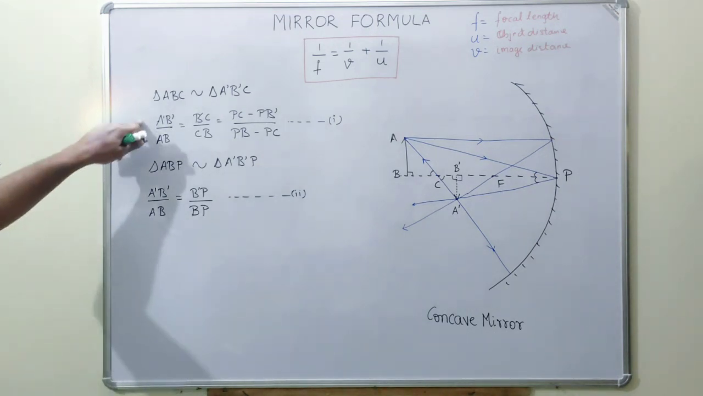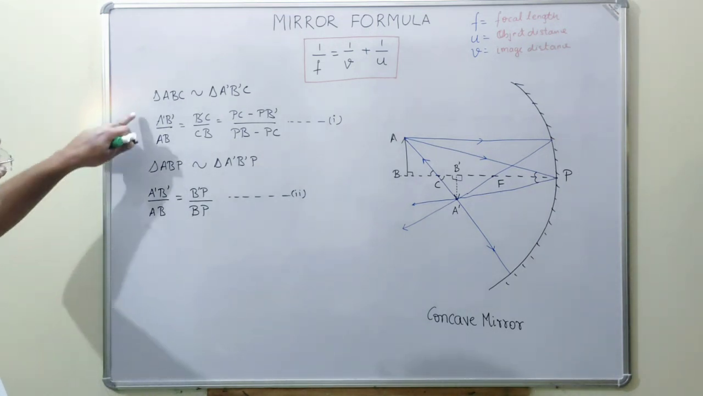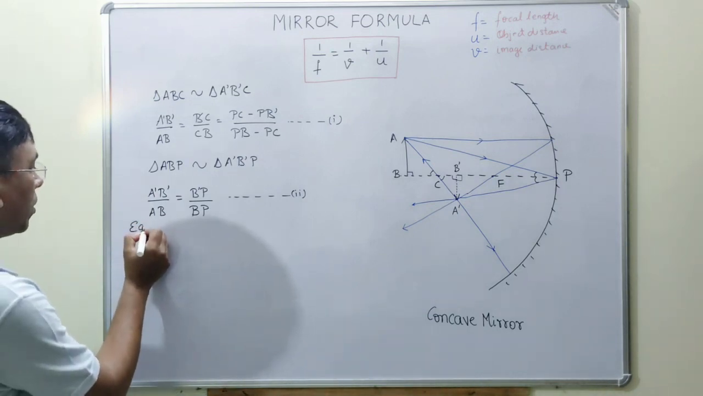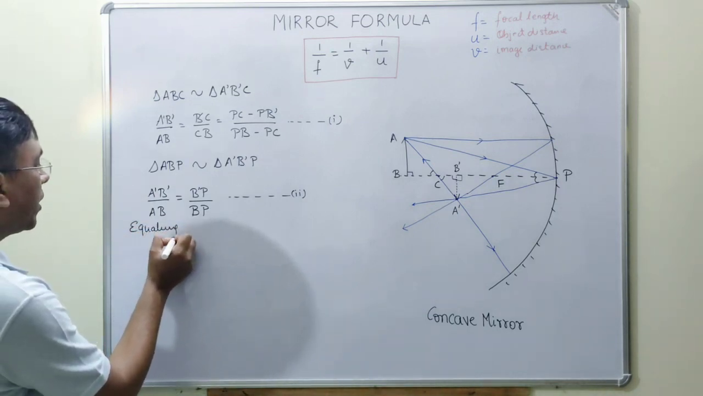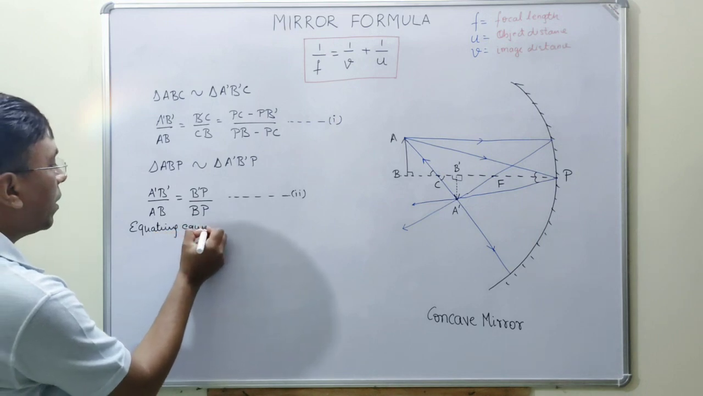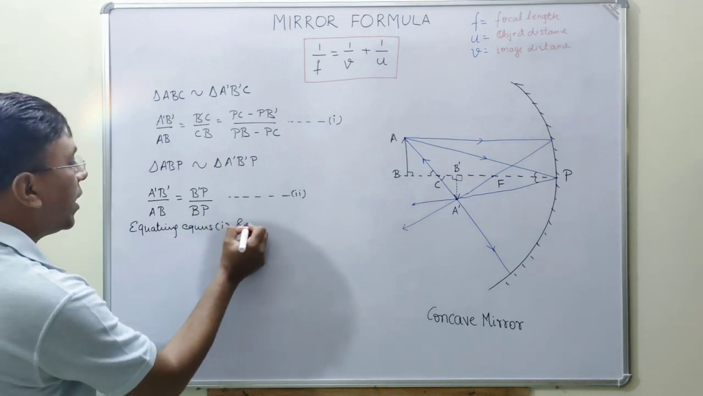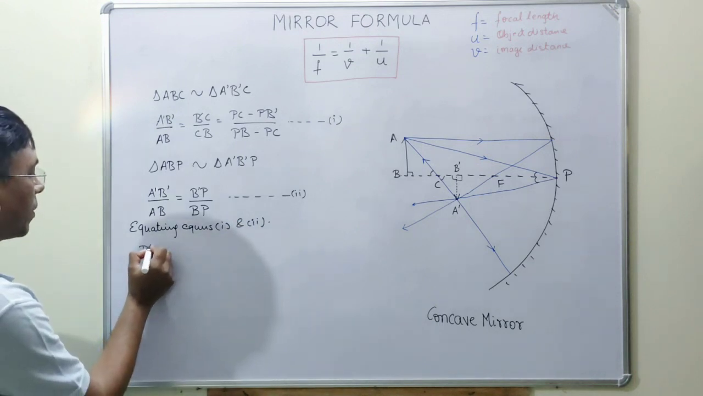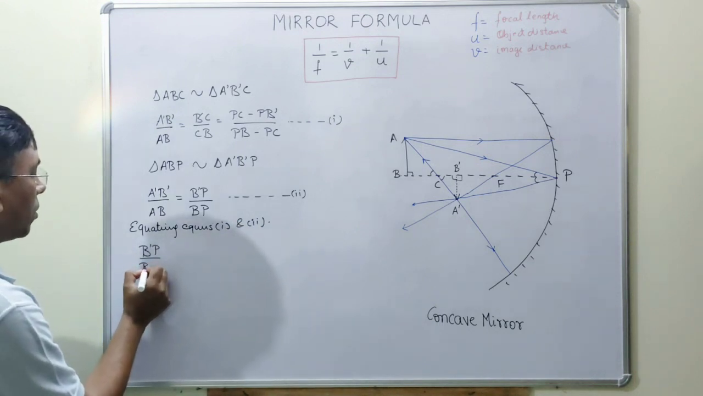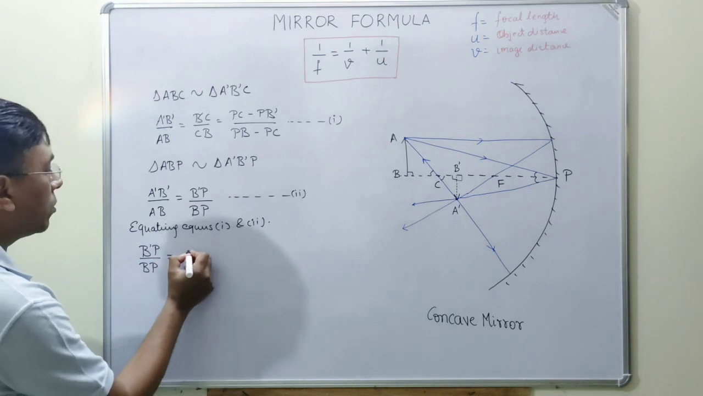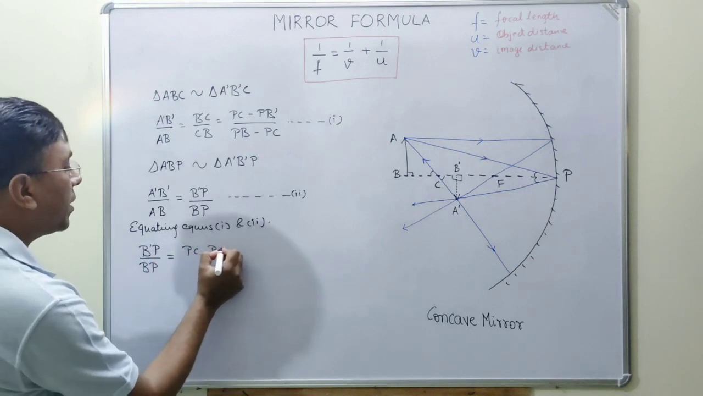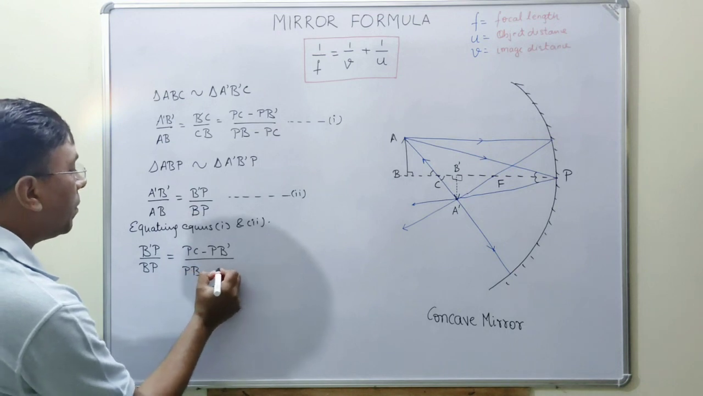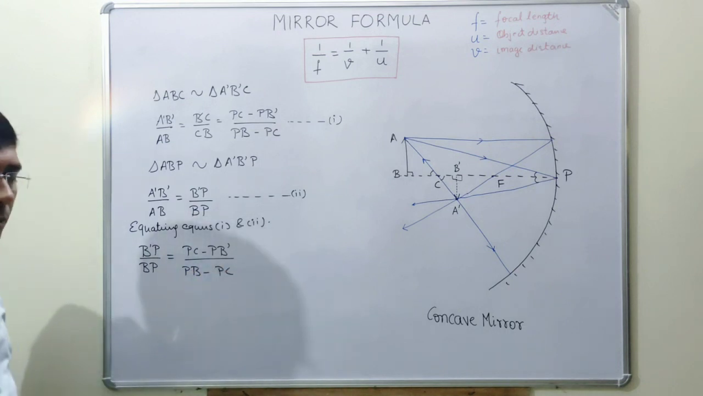Now, the left-hand sides of both equations are the same, that is A'B'/AB. So I can equate both equations. On equating equations 1 and 2, I get B'P/BP = (PC minus PB')/(PB minus PC).